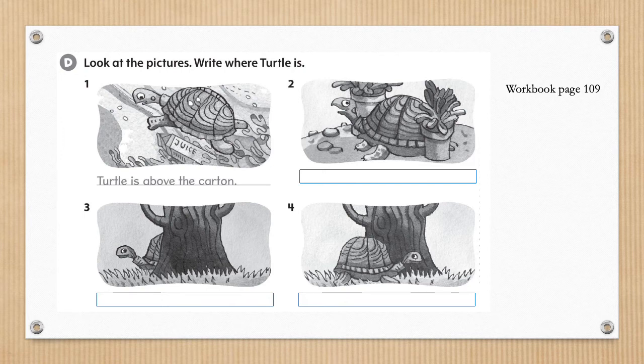Please look in your workbook on page 109 for activity D. We need to look at the pictures and write where turtle is. Number 1, we can see that turtle is above the carton. Here is the carton and turtle is above it. We need to write true sentences for number 2, 3, and 4. Remember, students, that there is review at the end if you are struggling to find the answer or are not sure of the answer.